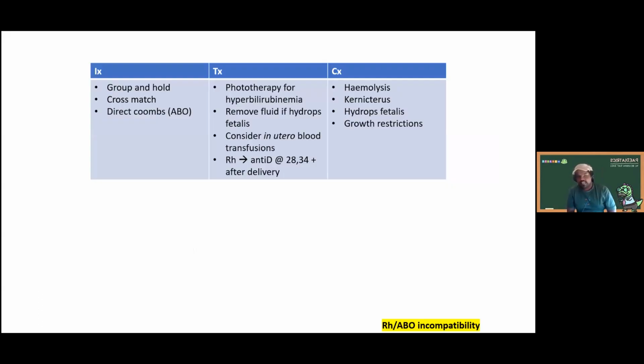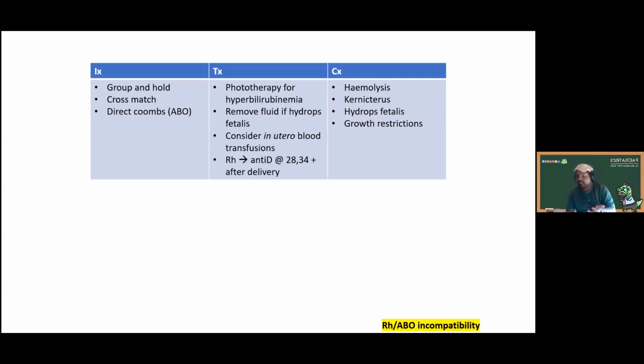So in terms of investigation, we have group and hold and cross-match. Cross-matching is really when we're identifying the antibodies that are present in the person's plasma. A group and hold is specifically telling the laboratory that you want the cross-matched blood that you need for the patient held separately in case you need it.